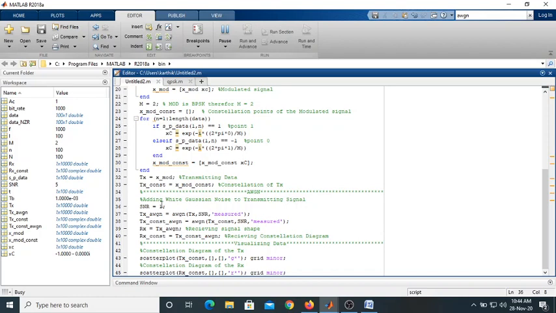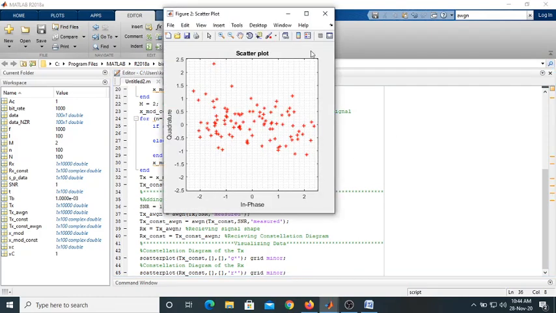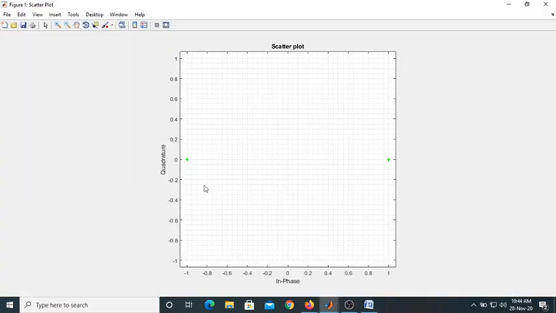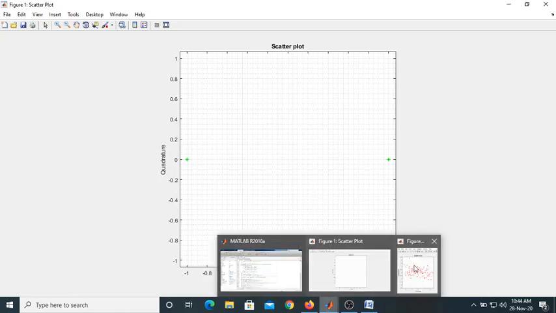So a high SNR means noise is less, and a low SNR means noise is more. Now here, the transmitted constellation remains the same. It doesn't depend upon noise because noise is not yet added. But here, the noise is added.